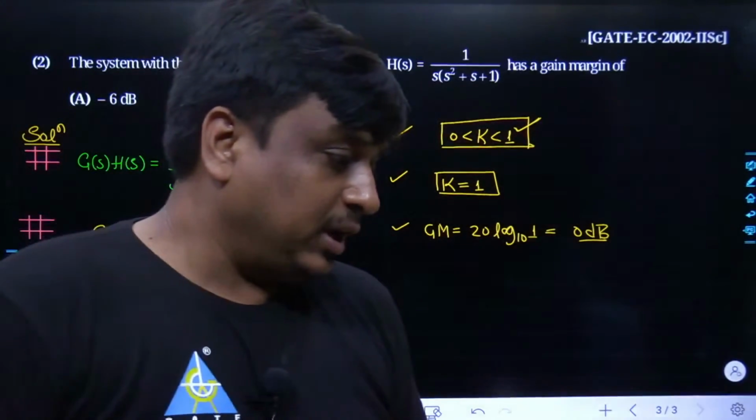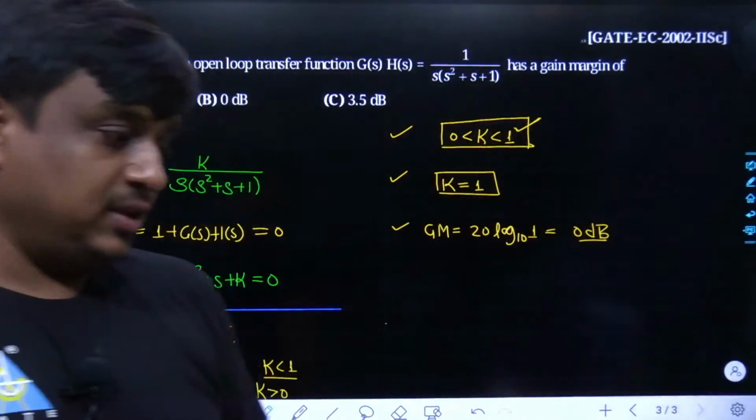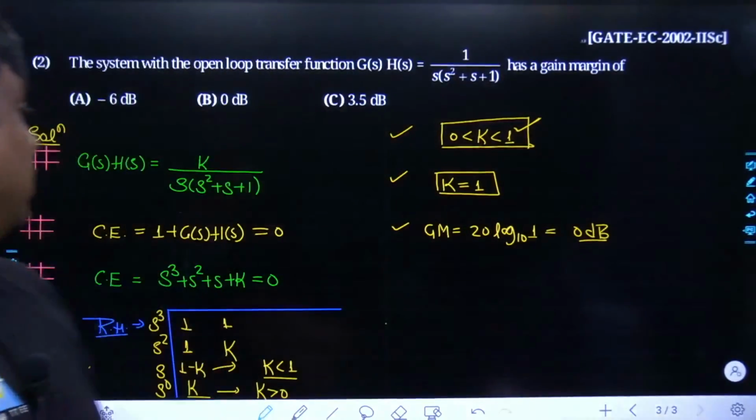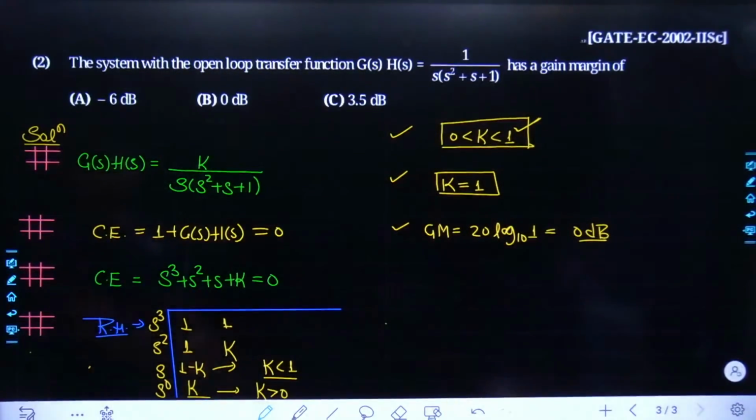Can we use the formula gain margin is equal to K? Yes, that also you can use. Dande sir has already taught that concept, so obviously you can use that also. So the thought process behind this problem must be clear to all of us.